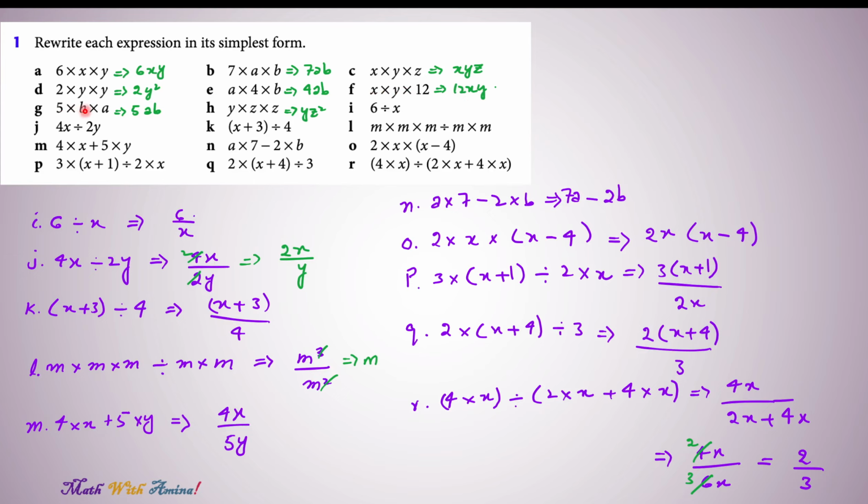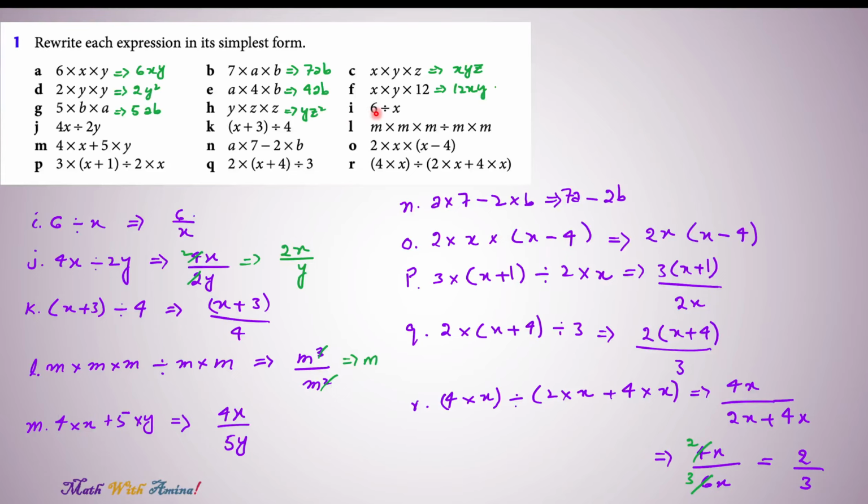5 multiplied by b multiplied by a, so coefficient first, and the order will be alphabetically arranged. It would be 5ab. So next we have y multiplied by z multiplied by z, so z is multiplied with itself, therefore we will write it as z square, and y is multiplied with z, so removing the multiplication sign, it will become yz square.